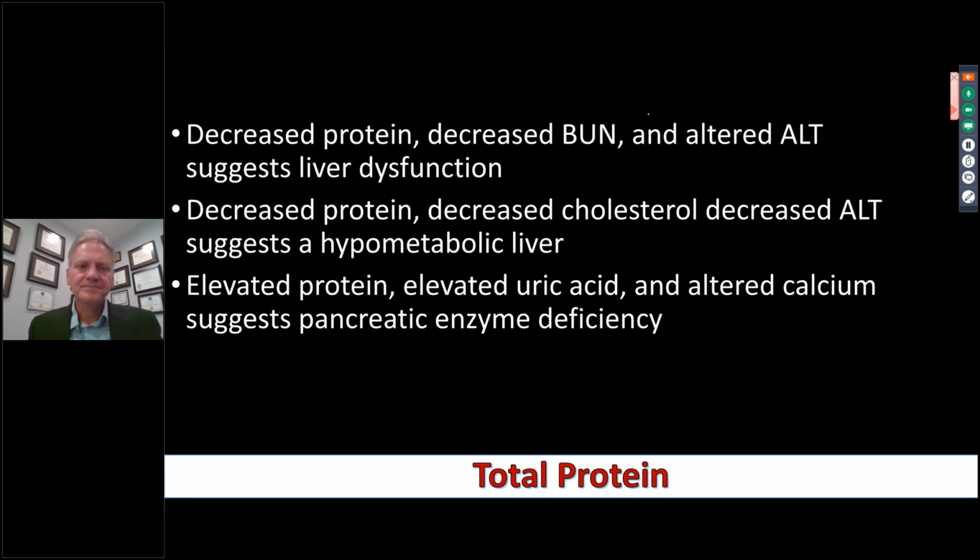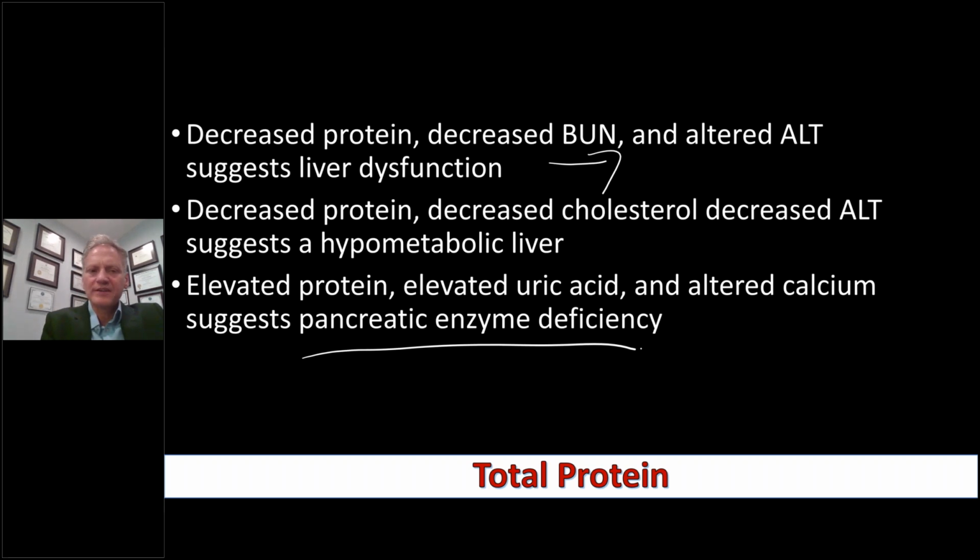Okay, so let's look at this. If you have decreased protein and decreased BUN and altered ALT, it suggests that we've got some liver congestion. We've got some liver function or dysfunction. If you have decreased protein, decreased cholesterol, decreased ALT, then you have a hypometabolic liver. I'm going to show you a picture of this just in a second. Okay, so elevated protein, elevated uric acid, altered calcium suggests pancreatic enzyme deficiency. I'm also going to suggest that this suggests that you've got an inflammatory process going on.